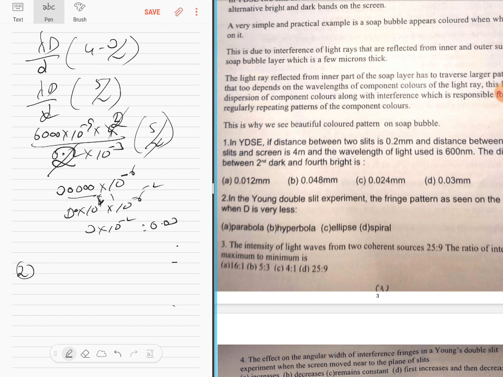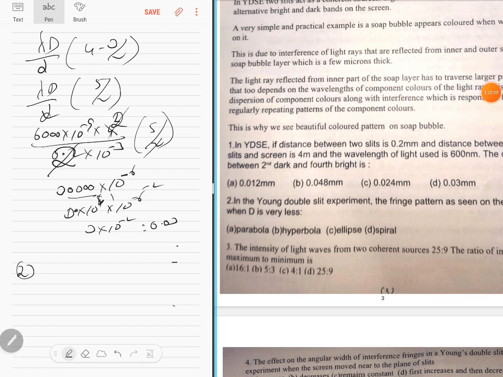very less. In Young's double slit experiment. Okay, before answering this question, I will tell you another question, which is very important. In Young's double slit experiment, if it uses monochromatic light, the shape of the interference fringe formed on the screen will be hyperbola, circle, straight line or parabola. The answer is a straight line.